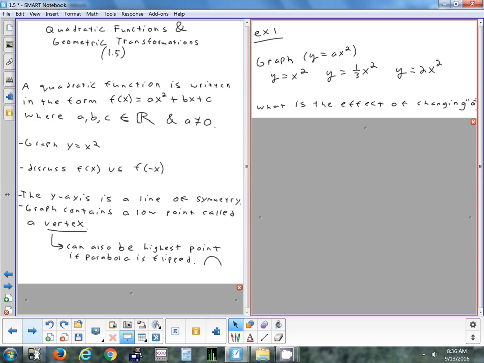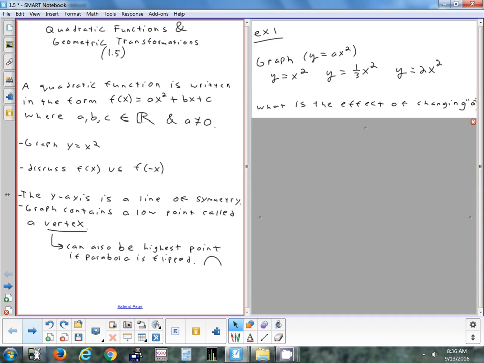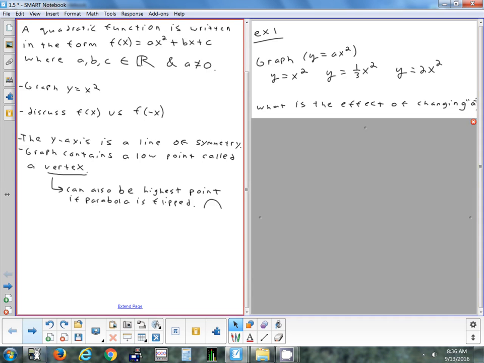I want to take a look at graphing a few of these. I'm going to graph x squared, 1/3 x squared, and 2x squared, and see if we can tell what the effect is of changing the coefficient of x. Does anybody have a guess what changing the coefficient of x is going to do? Yeah, it's going to change how wide the parabola is. So it might change how wide or narrow it is. Let's take a look.